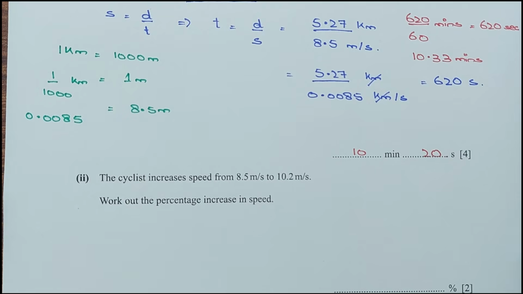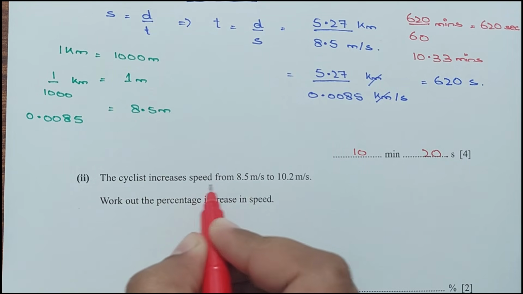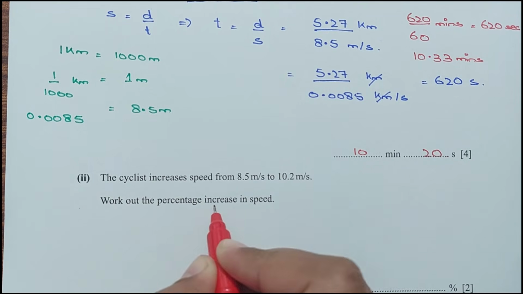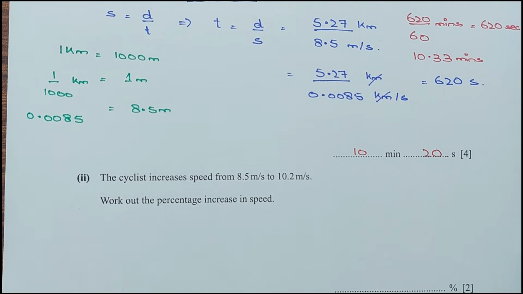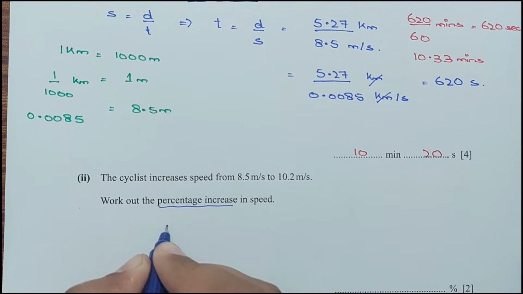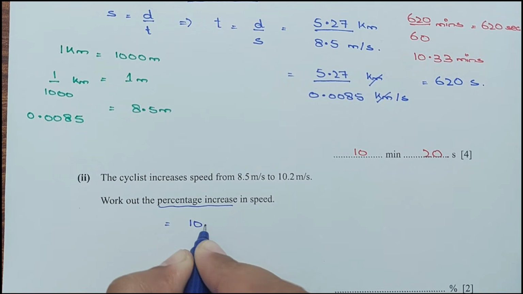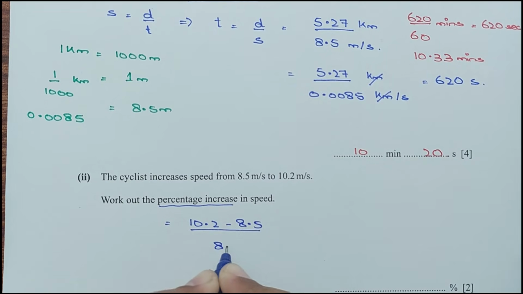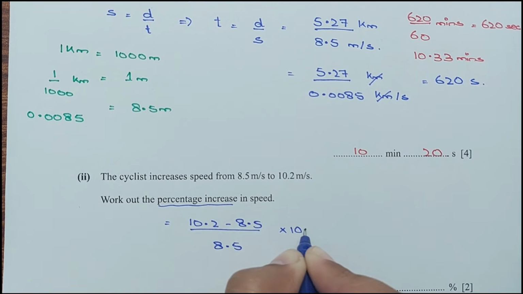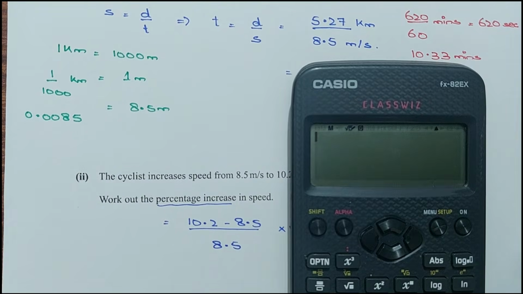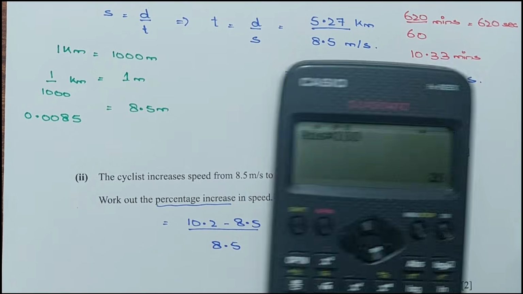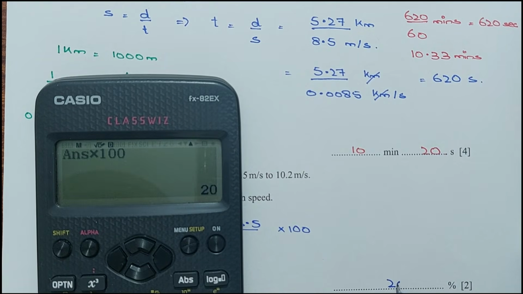Now for the second part, the cyclist increased the speed from 8.5 meters per second to 10.2 meters per second. Work out the percentage increase in the speed. Okay, how much is the increase? For percentage increase, the formula is the increase, 10.2 minus 8.5, divided by the original speed 8.5, times 100. So 10.2 minus 8.5 divided by 8.5 times 100 is 20%, the percentage increase in the speed.